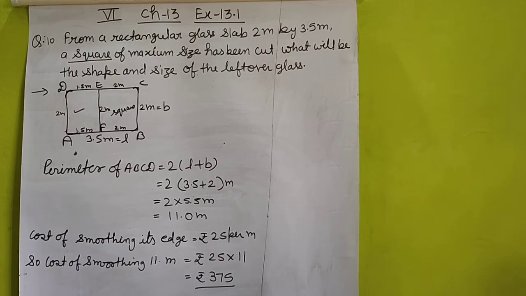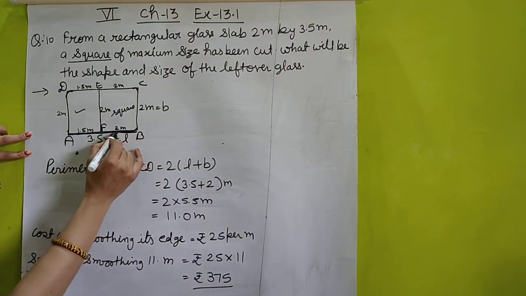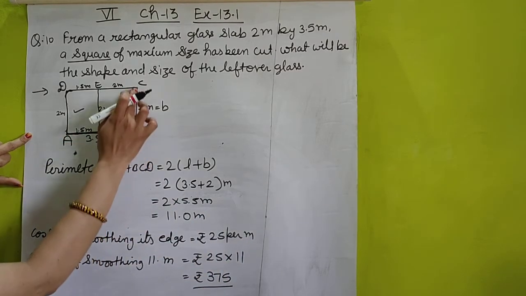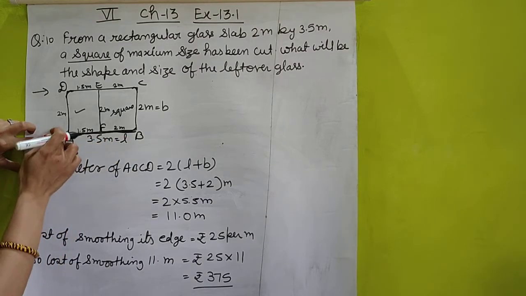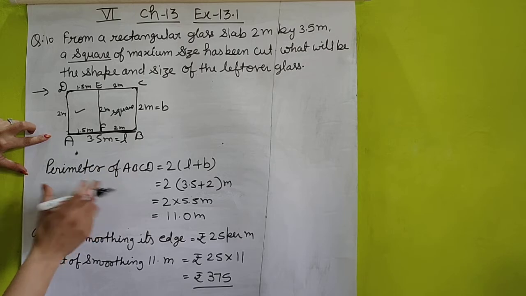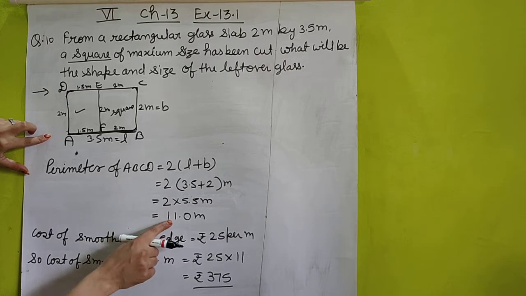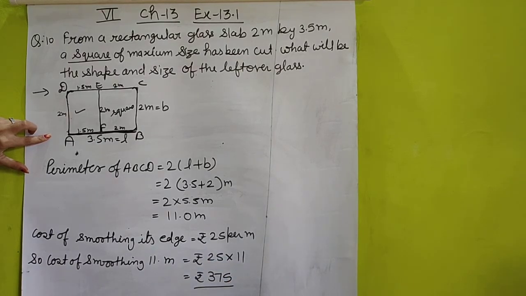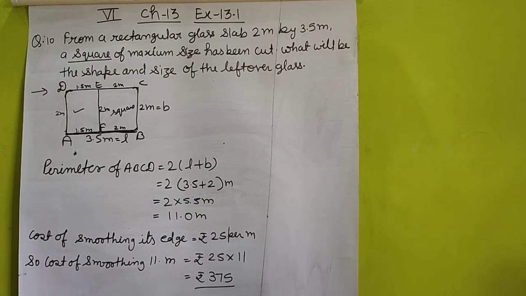So students, we can write the cost of smoothing edges. Edges means only this. Smoothing is rupees 25 per meter. Edges means AB, BC, CD and DA. We are smoothing. Smoothing means we are just making it round in shape, means plain karna. Okay students. So the smoothing cost is rupees 25 per meter, but the total length is 11 meter. So the cost of smoothing 11 meter will be rupees 25 multiplied by 11. It will be rupees 375. So like this, students, this question number 10 we have completed in two parts.